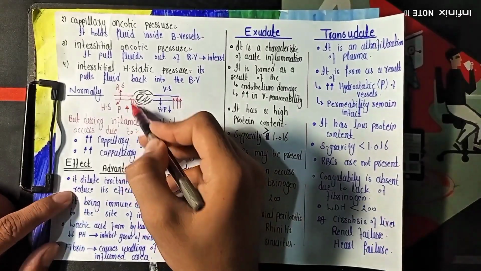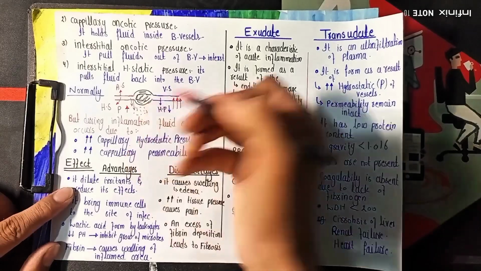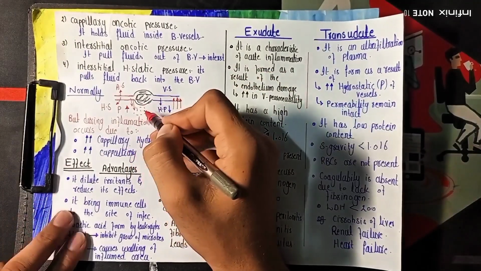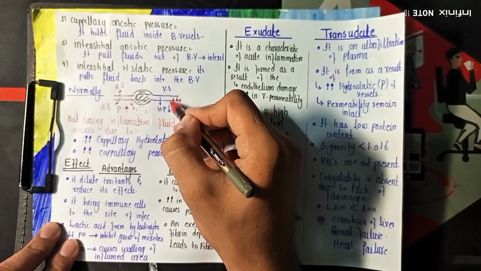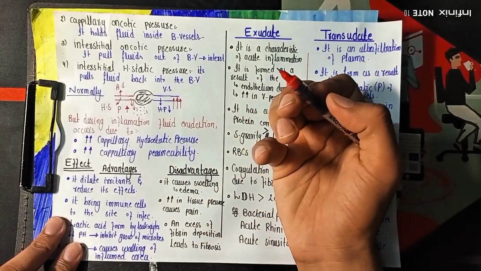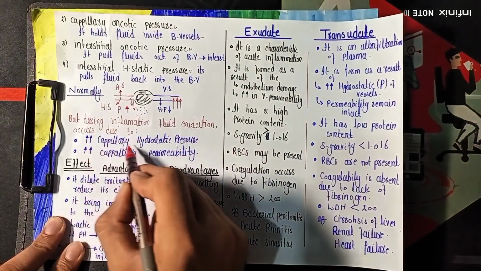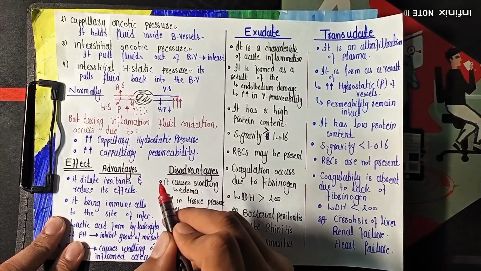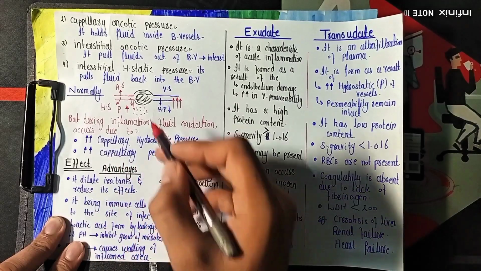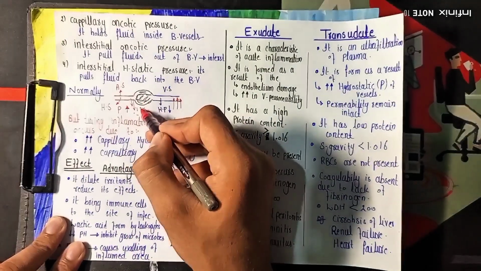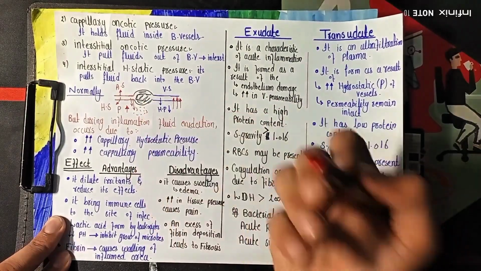Normally on the arterial side the hydrostatic pressure is higher, so fluid and protein content leak out of the blood vessel into the interstitium. But on the venous side the hydrostatic pressure is lower, so these fluid and protein molecules are pulled back into the blood vessel. But during inflammation, fluid exudation occurs because of the increased hydrostatic pressure of the capillaries and the increase in the permeability of the capillaries, which causes a large amount of fluid and protein to leak out of the blood vessel into the interstitium and form the exudate.